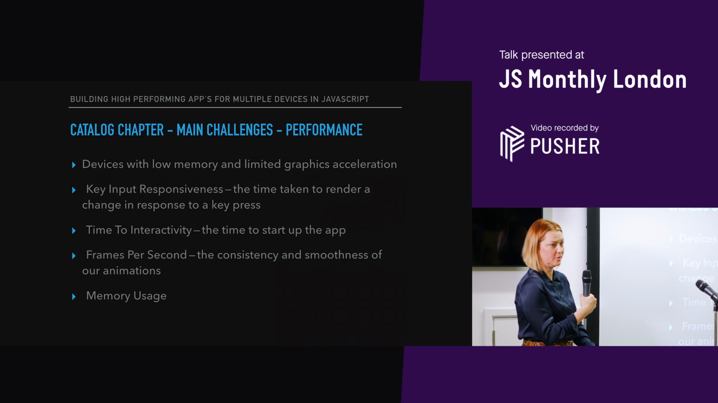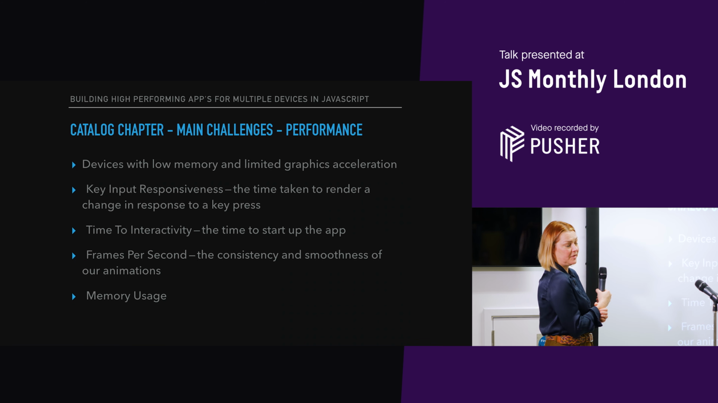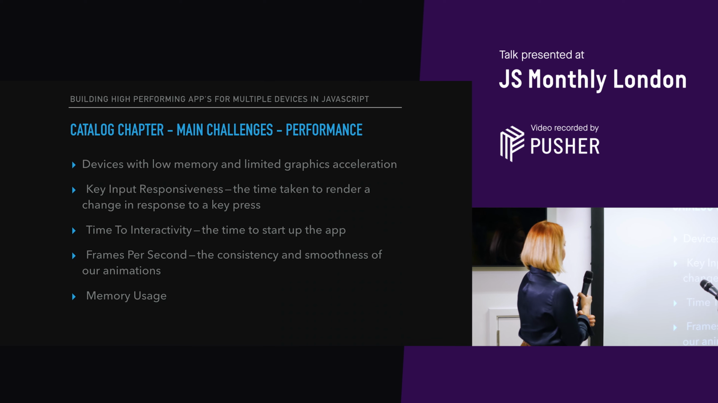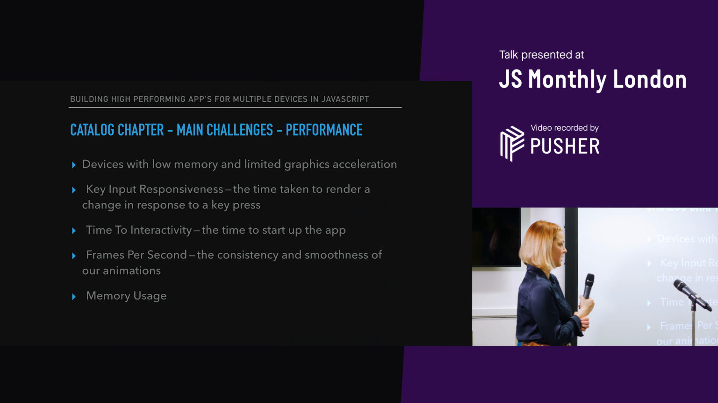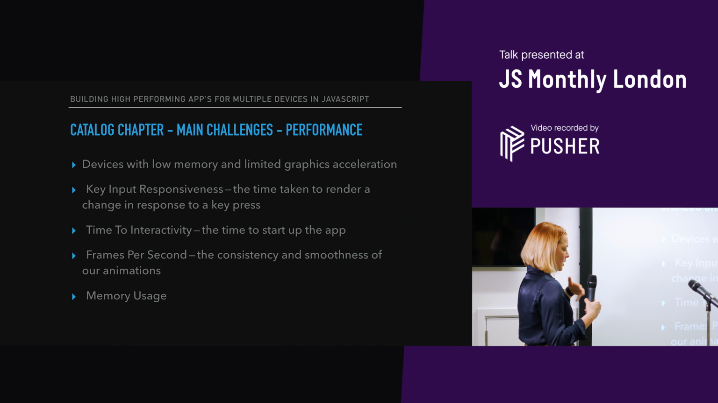And the third challenge is the performance, and I think it is really an ongoing thing and work in progress. Every day we're finding new issues and resolving old ones. What are the challenges? As I mentioned earlier, we have devices with low memory and limited graphic acceleration. What we are measuring is three things. The key input responsiveness, then time to interactivity. Time to interactivity is basically when we load the application, it is ready, all the dependencies are loaded into our page, and all the events are ready. So all the event listeners are set up.